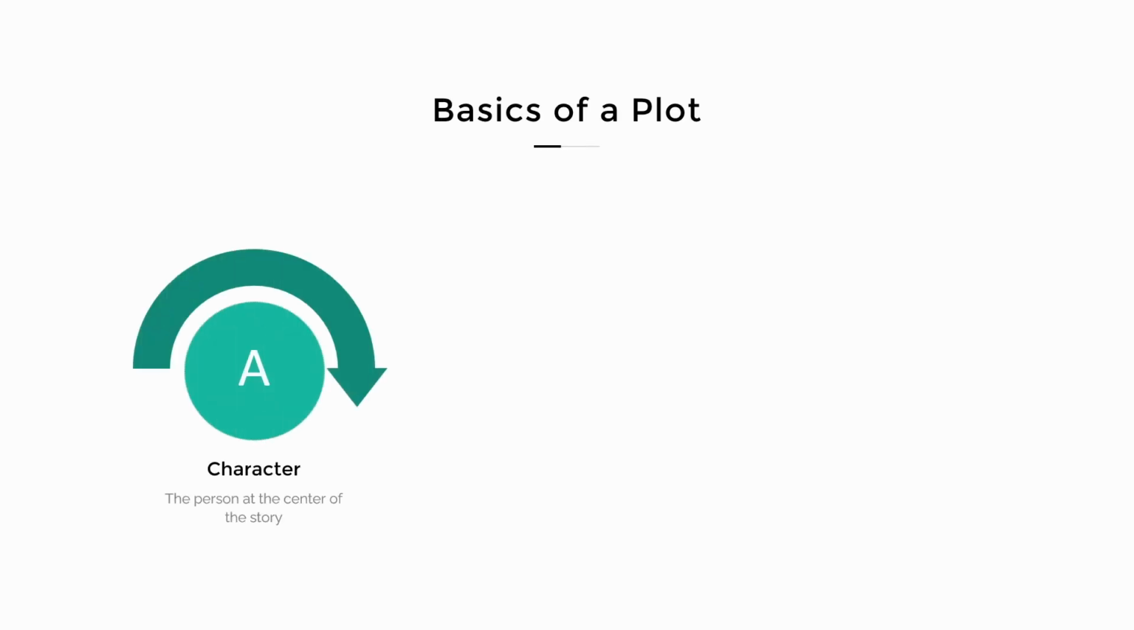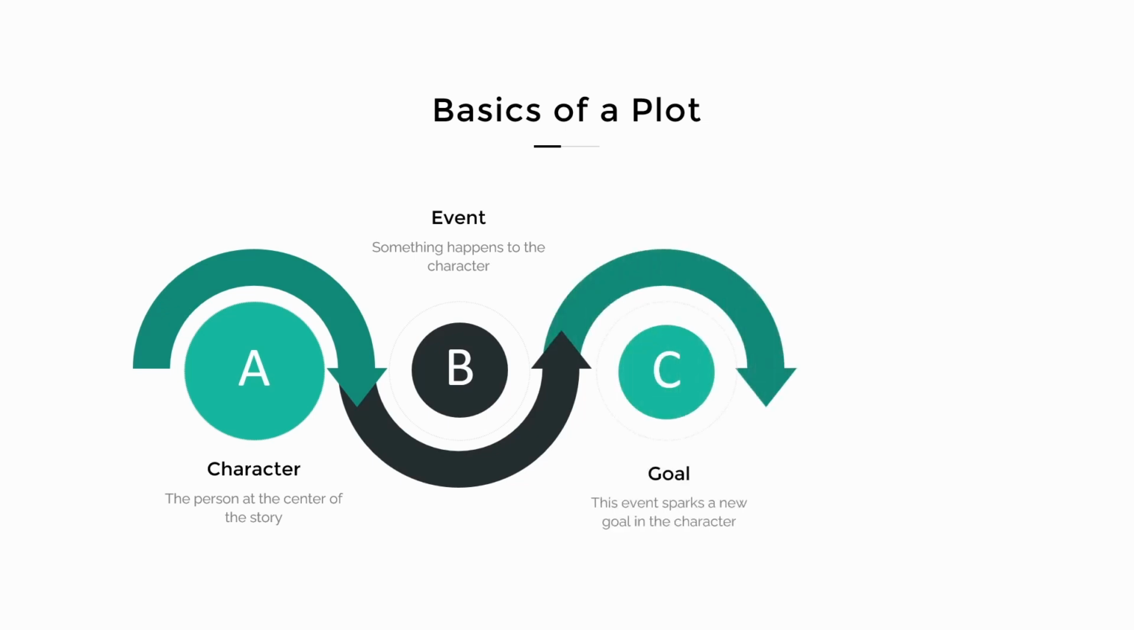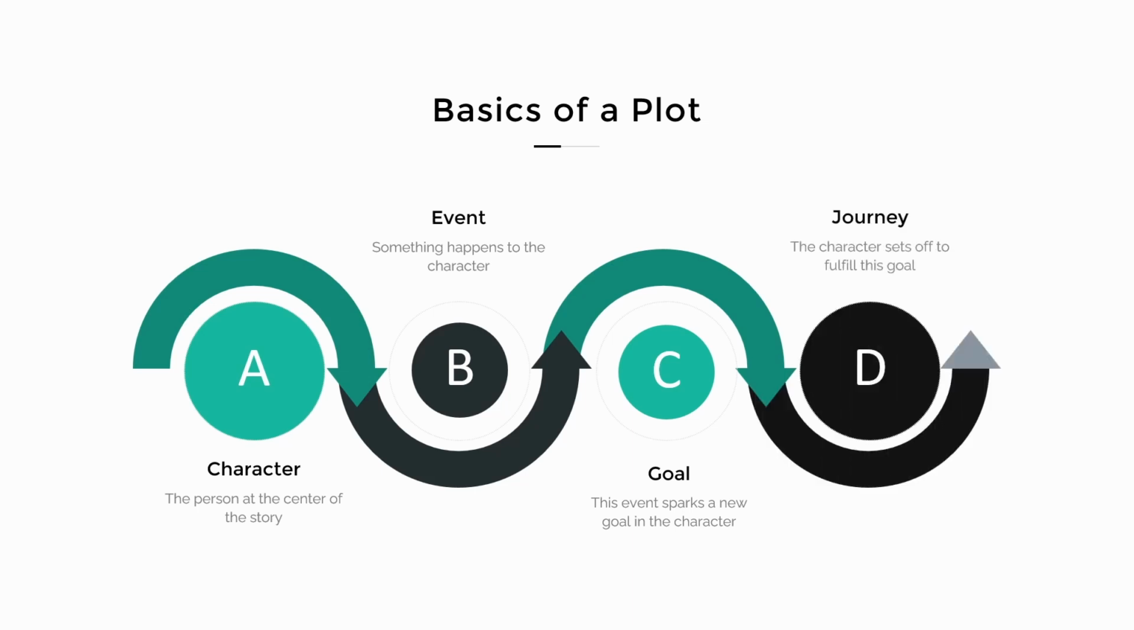So the basics of a plot, you have the character, which is the person at the center of the story. You have the event, something that happens to the character. And you have the goal. So this event sparks a new goal in this main character, and the story is the journey of the character setting off to fulfill his goal.